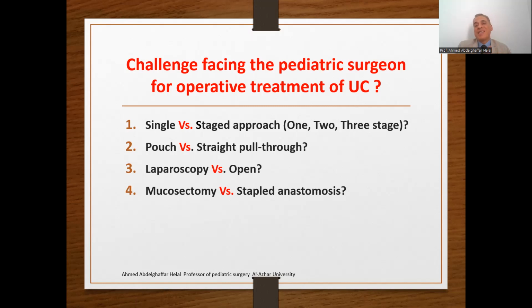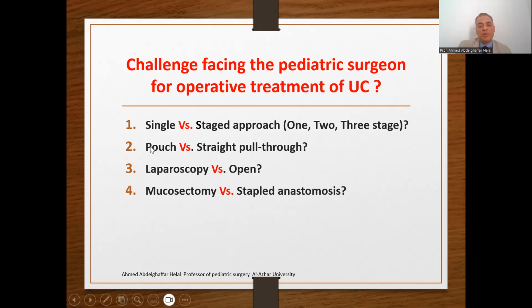You can perform a staged approach, only performing removal of the colon and creating a stoma. Then in the second stage, you can remove the remaining rectum and perform the anastomosis with creation of a loop ileostomy until healing of the anastomosis.